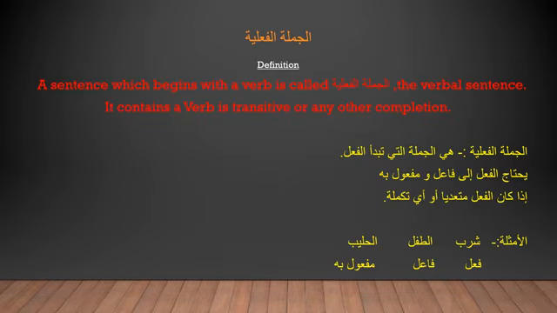Shariba tifl al-halib. Shariba, drank. Ja'a, came. Nama, slept. La'iba, played. Qatala, killed. Araba, bit. So these are verbs. If the sentence begins with any of these verbs, and there are other verbs I'm not mentioning, we can consider that sentence jumlatul fi'liya. Once again I'm repeating: al-jumlatul fi'liya, a sentence which begins with a verb, is called jumlatul fi'liya.